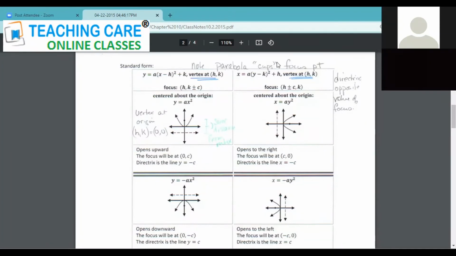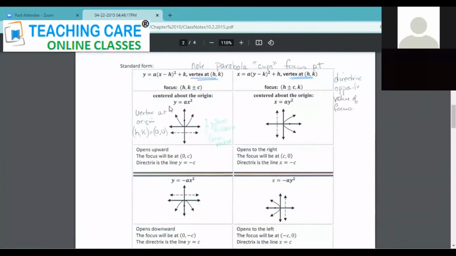Understood? And when it is of the form a times y, it will be opening towards your right hand side. In that case, your equation will be a times y minus k the whole square plus h. Vertex will be h comma k. See the difference between this and this. Here it is h comma k plus or minus c. Here it is h plus or minus c comma k. That's the difference.